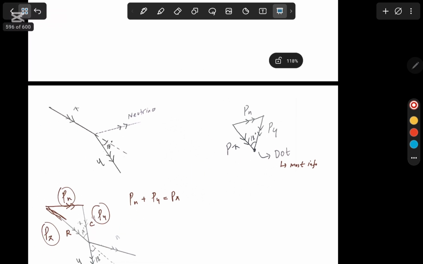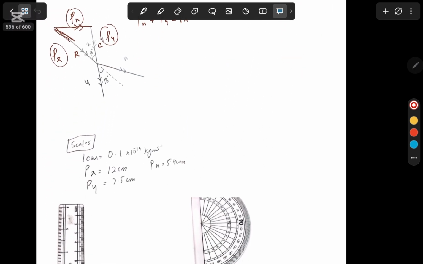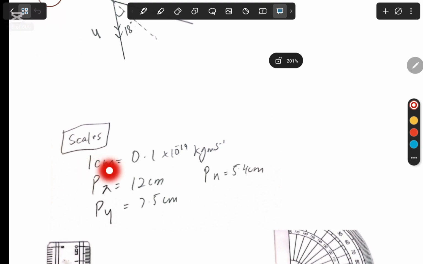Okay. Now what we can do is we can choose our scales. Good scales for this is going to be 1 centimeter is equal to 0.1 times 10 to the power of minus 19 kg meter per second. And when you apply the scales, you get the momentum of pion as 12 centimeter, momentum of muon 7.5 centimeter, and momentum of neutrino as 5.4 centimeter.